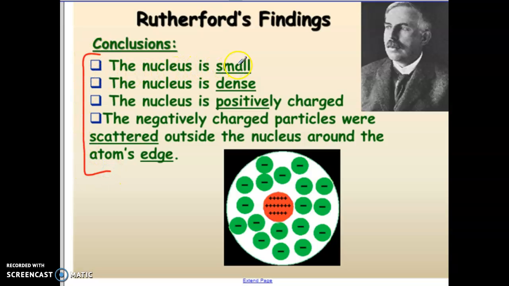We know that the nucleus is small compared to the size of the whole atom, and it's dense. In the nucleus we have positive charges, which he later named protons, and the negatives that Thomson discovered were not anywhere in the atom, but were outside of that positive sphere. So that positive center, the nucleus, has protons in it, and then the negative electrons were scattered around where that positive center was.